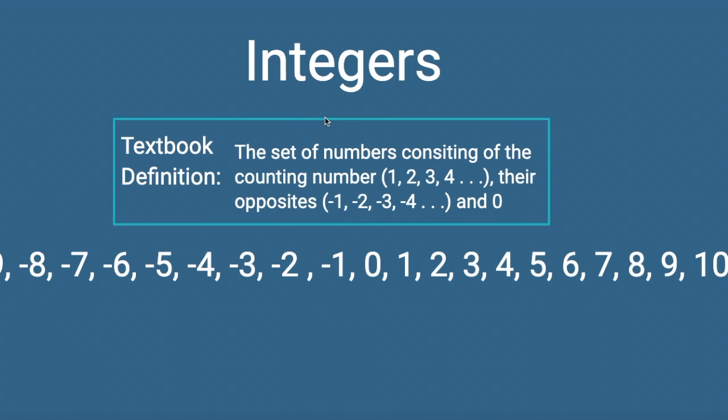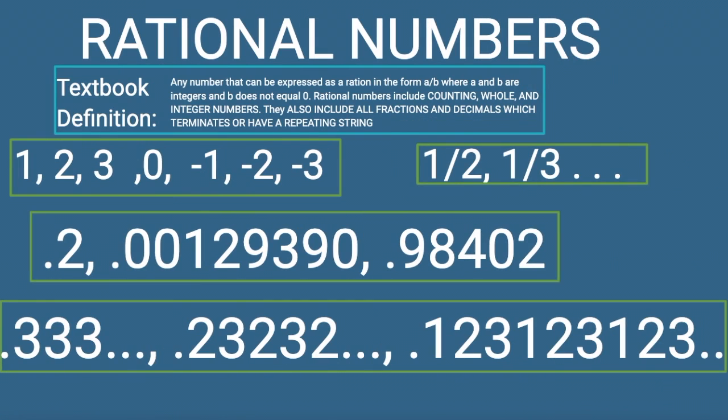Here's where it gets a little bit different. Integers, which is used quite often, the textbook definition would be the set of numbers consisting of the counting numbers 1, 2, 3, 4, their opposites -1, -2, -3, -4, and 0. So that would be the negative numbers, the whole numbers, and 0. So that would be all the numbers that we're very familiar with.